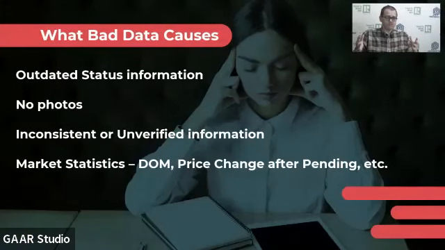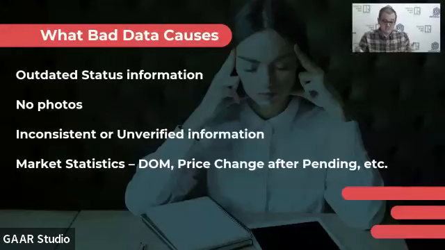So just to recap, bad data can cause a wide range of headaches that you don't want. So don't make anyone else have those headaches either. Outdated status information means you have to call each other for updates. It is an inefficient use of time, and you have a bunch of upset customers when homes they fall in love with aren't available. If there are no photos, appraisers are not able to use the data for valuation. Members cannot do CMAs. And if you have inconsistent or unverified information, anyone trying to use the data has to do extra legwork to either correct it or cut it out.